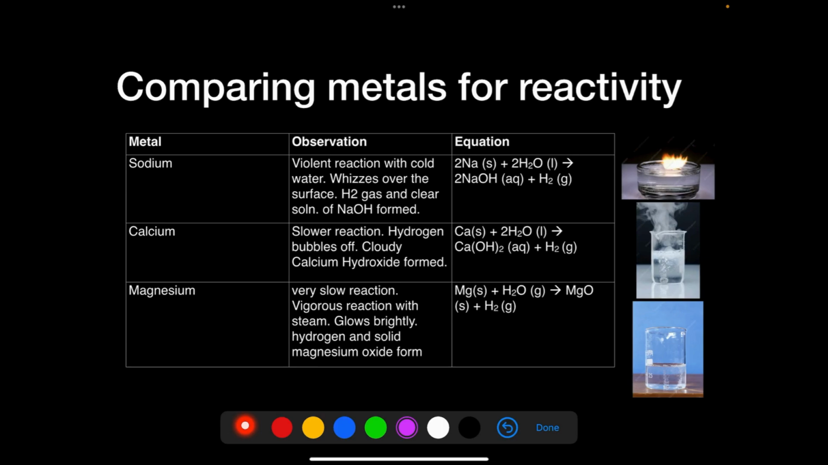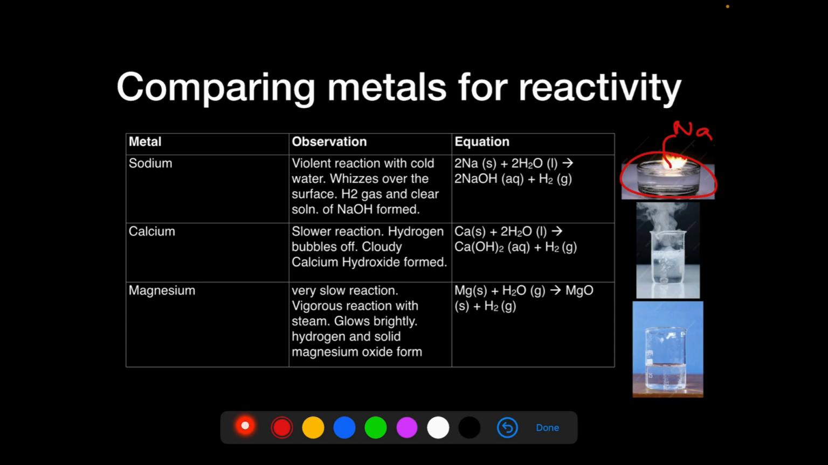Then we shall compare metals for reactivity. Firstly, let's look at sodium. It has a violent reaction with cold water. As you can see over here, it whizzes over the surface. This is a sodium, by the way. And hydrogen gas in clear solution of sodium hydroxide is formed. Here is the equation. 2Na solid plus 2H2O liquid gives us 2NaOH aqueous plus H2 gas.